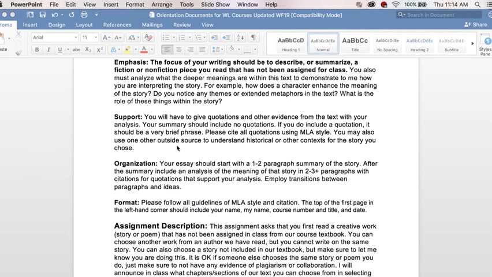Support, so I describe the kinds of support they will have to do. I describe that you will have to give quotations and other evidence from the text with your analysis. I am very specific that the summary should have none of this. Summary just needs to be in their own words.